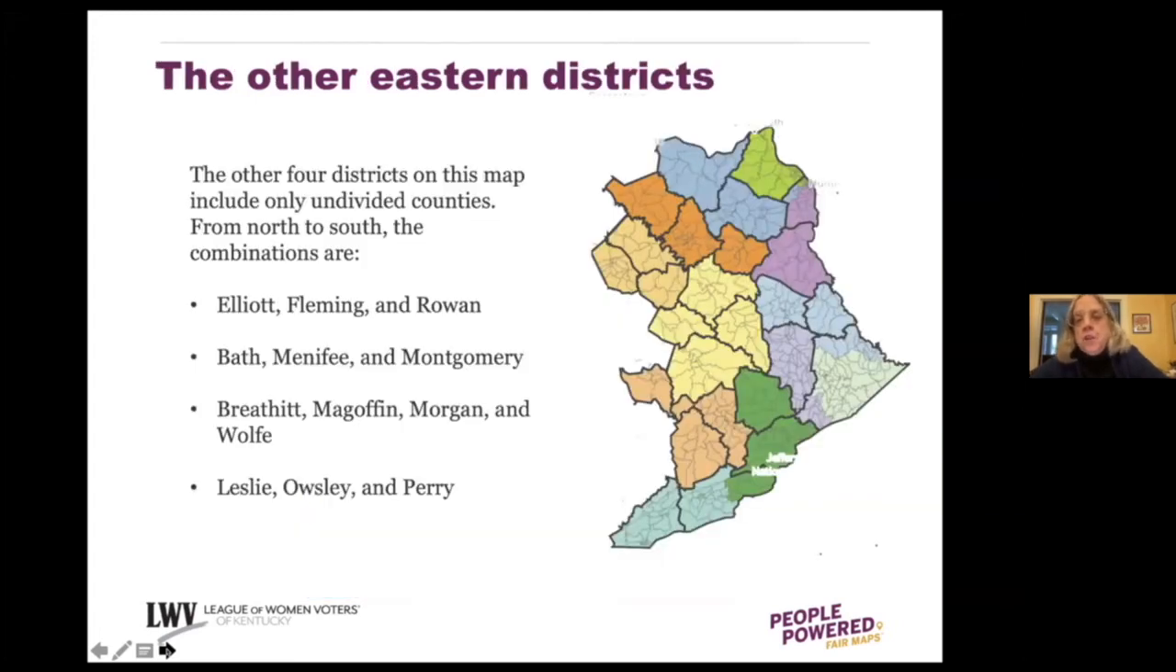In the Eastern District, there are 4 other districts I made. For Rowan County, it's a district combined with Elliott and Fleming, and then a district for Bath, Menifee, and Montgomery, and one for Breathitt, McGoffin, Morgan, and Wolfe, and one for Leslie, Owsley, and Perry. These are, I think, moderately coherent. They're definitely contiguous, and I think have workable roads for people to work together.